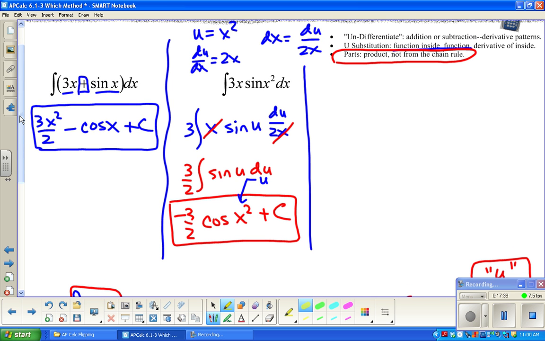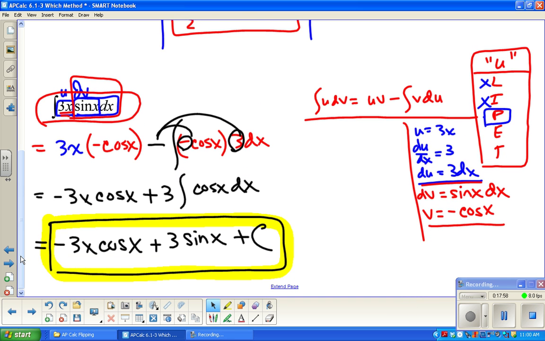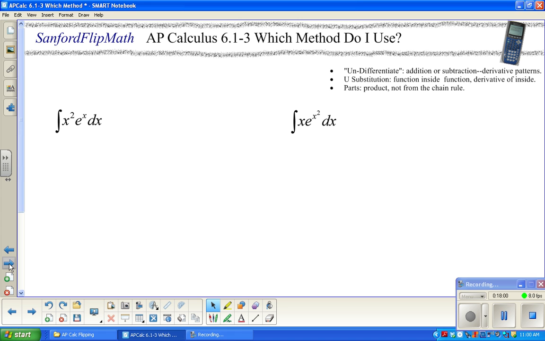Okay. I have a sum of simple things, I can just do the antiderivative. I have a function inside of a function with its derivative present, use substitution. I have a product that does not have a function inside of a function with its derivative present, that's integration by parts. Okay. Last one.